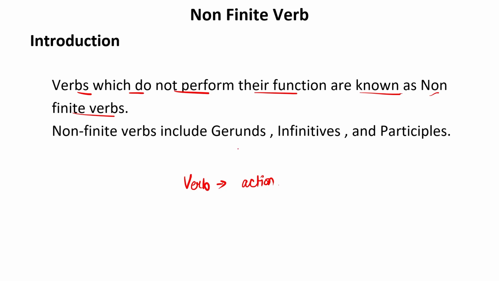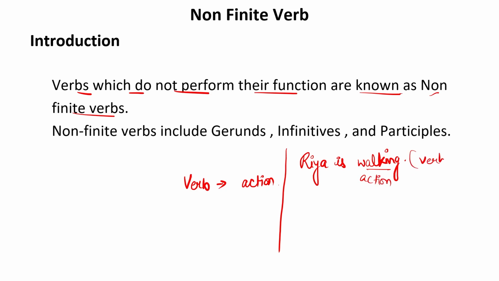For example, if I say, Ria is walking. Here we can see this word walking. It is an action which is going on, and it is performed or done by Ria. So this is action. So this word walking is a verb over here.